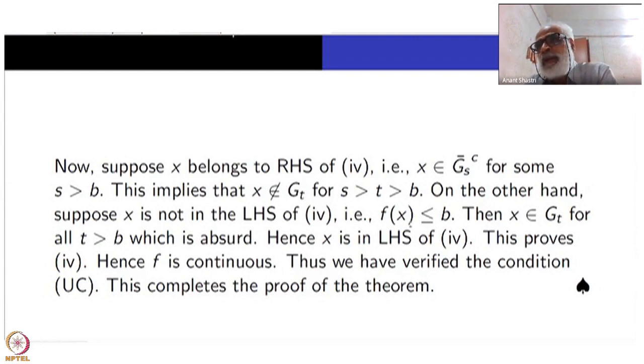Bigger than that one, it will definitely be inside, because GT is contained inside GS for all T less than S. But that is absurd, because we have just shown here that X is not in GT as soon as T is between S and B. But here it says that for all T bigger than that, it should happen. So that is it.